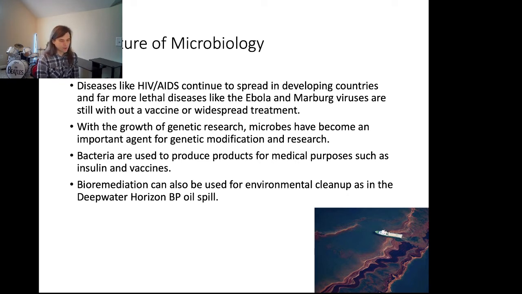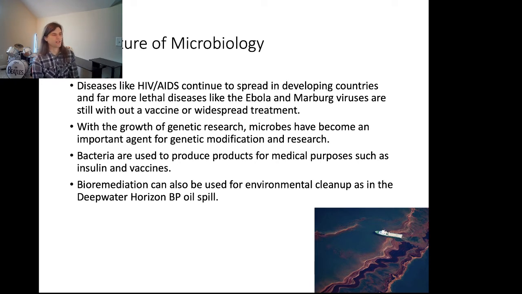There are ever-evolving diseases that still need curing, Ebola, Marburg, and things like that. If they ever evolve the immunity to go airborne, they're going to need some serious vaccine research and treatment to develop real fast. Genetic research, developing new treatments for things, environmental cleanup.